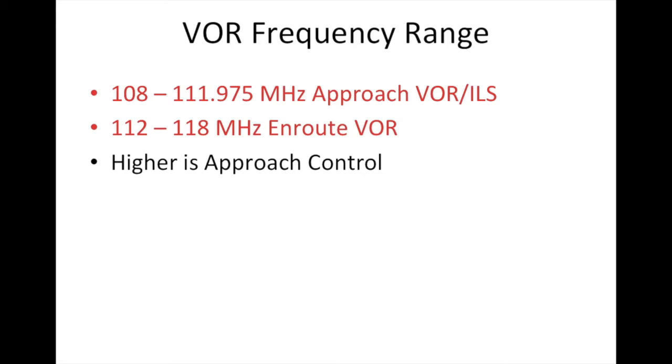So if the VOR signal falls between 108 and 111.975 megahertz, this is actually an approach VOR or an ILS, instrument landing system frequency. I'm going to talk about ILS later, but let's focus on VORs right now. And if the frequency falls within the range of 112 to 118 megahertz, that is an en-route VOR that can be used for navigation over definitely long distances, where you can actually pick up the frequency in your cockpit. Anything higher than 118 is actually reserved for approach control.